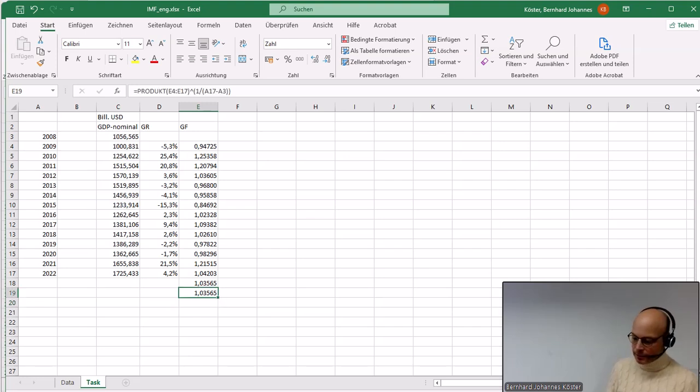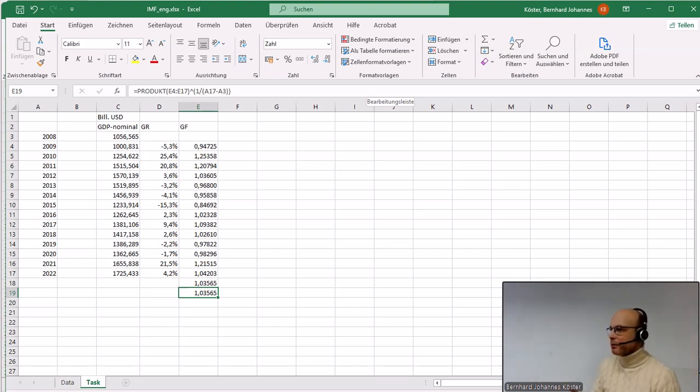Pardon? The root is here, to the power of. I think on the upper left side, yeah. The hat is the sign for taking the power.